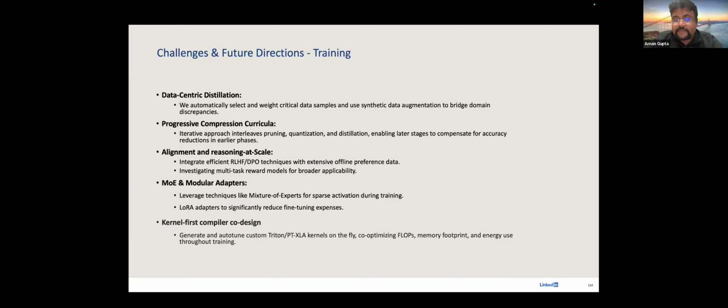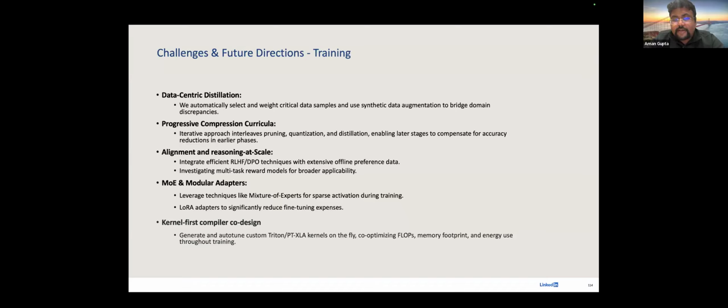Number 4, mixture of experts and LoRA. So as we know, mixture of experts allow you to have a very large model, but have the latency or serving cost of a smaller model. So this is popularized by DeepSeek and Mistral, and this is something that continues to be relevant and important. And using LoRA and related techniques to reduce fine-tuning expenses is also something top of mind for us.